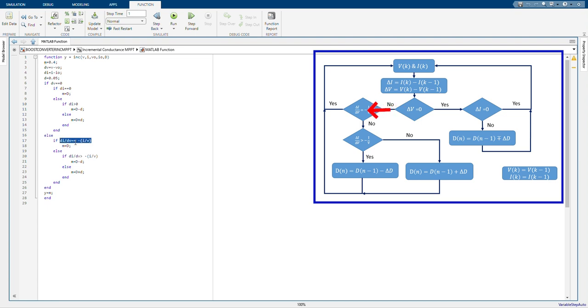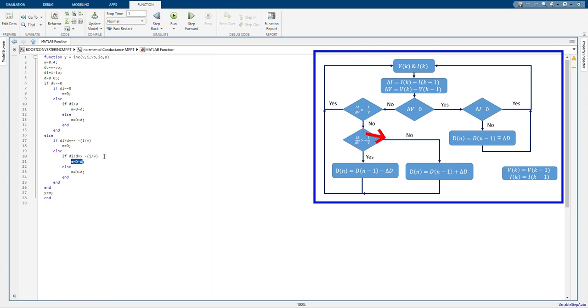If this value is satisfied, then this value will be considered the final duty cycle, M is equal to D. If this condition is not satisfied, we need to check whether dI by dV is greater than minus I by V or less than minus I by V. If the condition is greater than minus I by V, we want to reduce the duty cycle to increase the PV voltage to attain the maximum power.